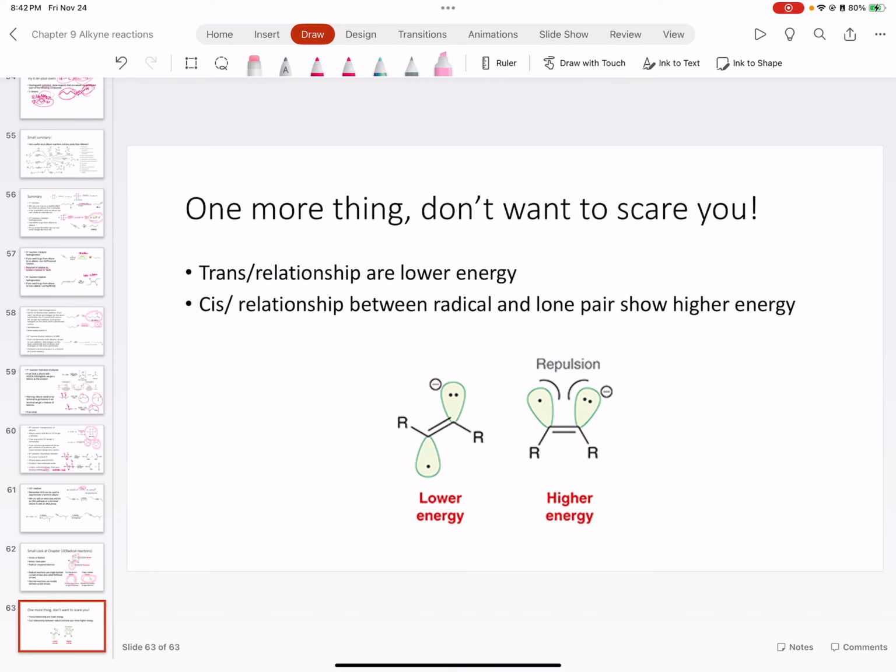One more thing, and I don't want to scare you, just one more thing before we end this video. The trans relationship is lower energy. That's technically what you know so far. Trans is lower energy. A cis relationship between a radical and lone pairs shows higher energy, which automatically shows repulsion.